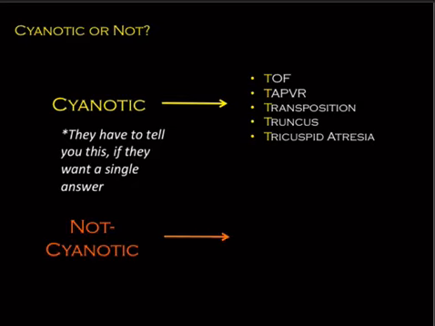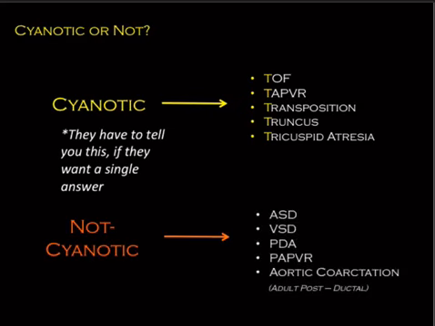Things that are not cyanotic that are common are ASDs, VSDs, PDAs, partial, not total, anomalous pulmonary venous return, and coarctations, especially the adult one, remember this presents later in life with blood pressure differences, so not cyanosis.